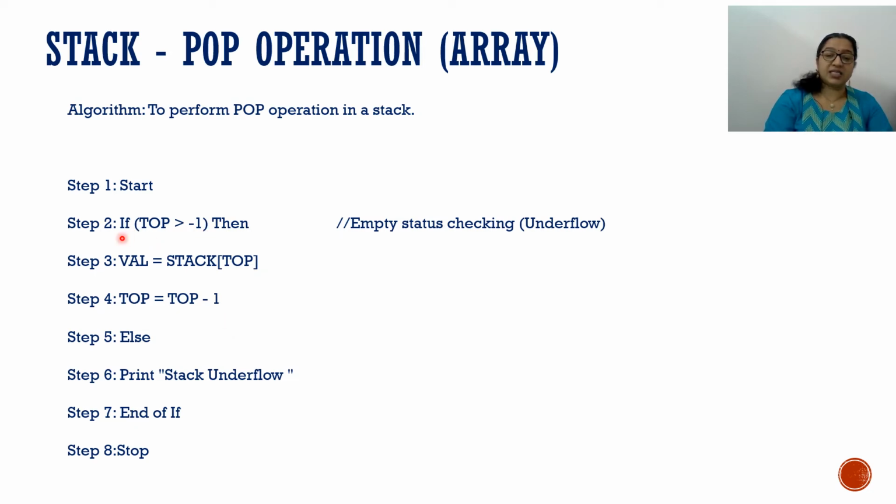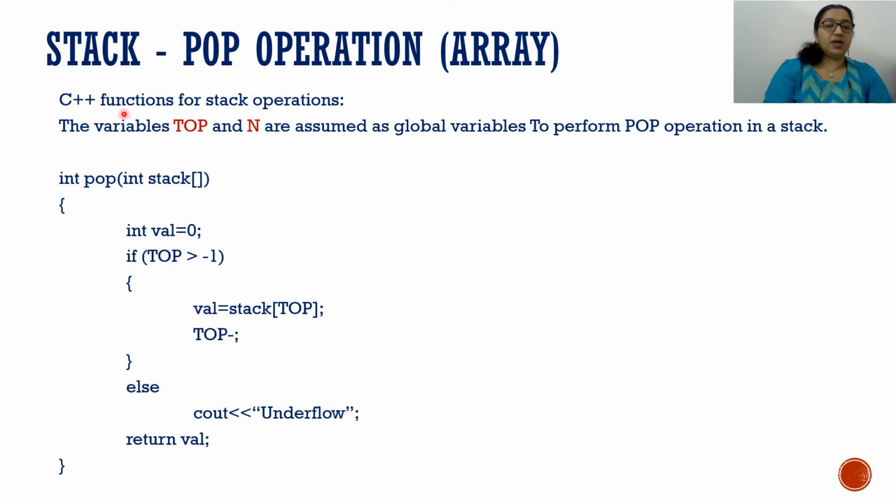Then if this condition is false, we are moving to else. Print stack underflow. So end of if, then stop. So these are the steps needed for performing the pop operation. Clear? Now we can check how to implement the C++ function for this one. So here we'll check the C++ function for pop operation.